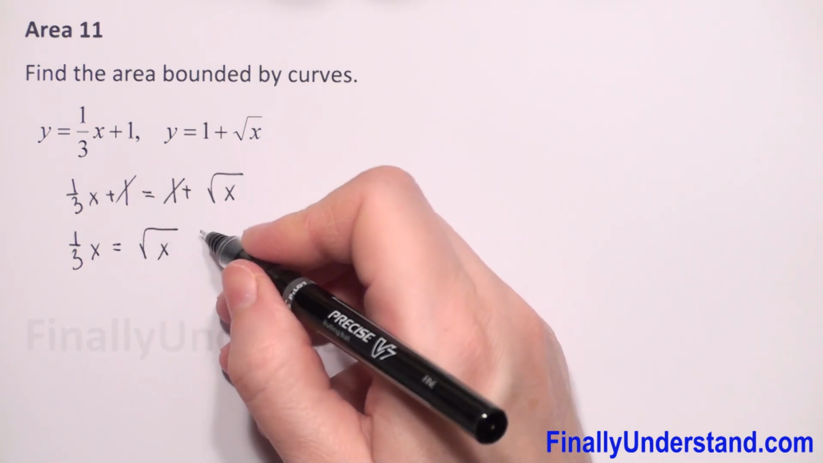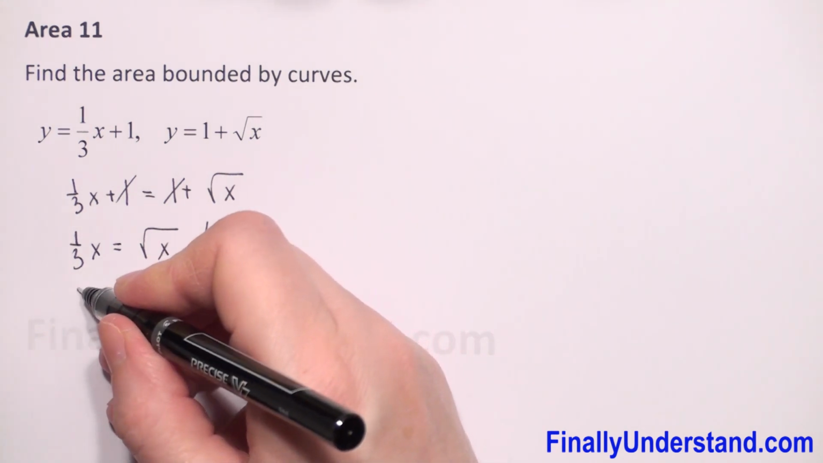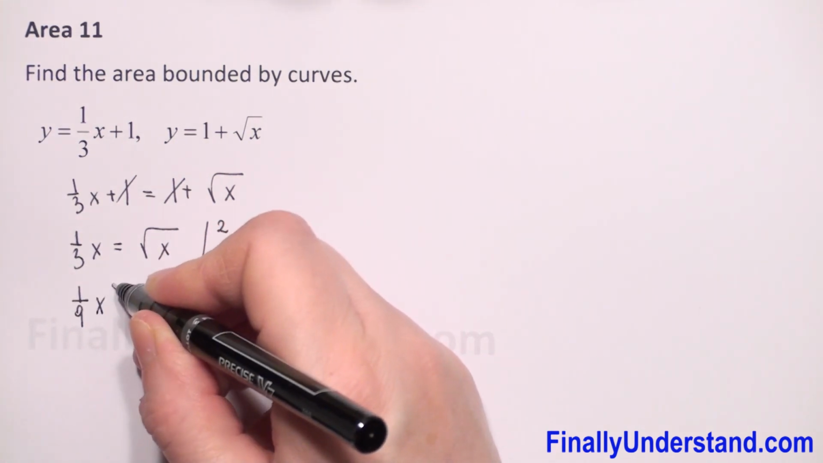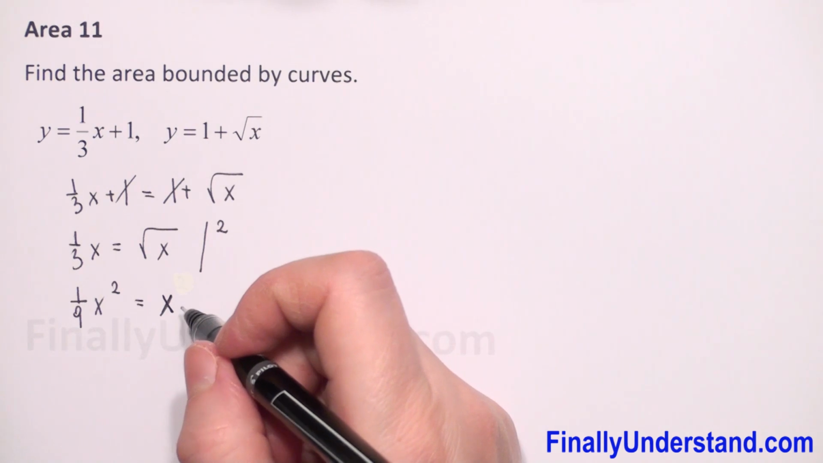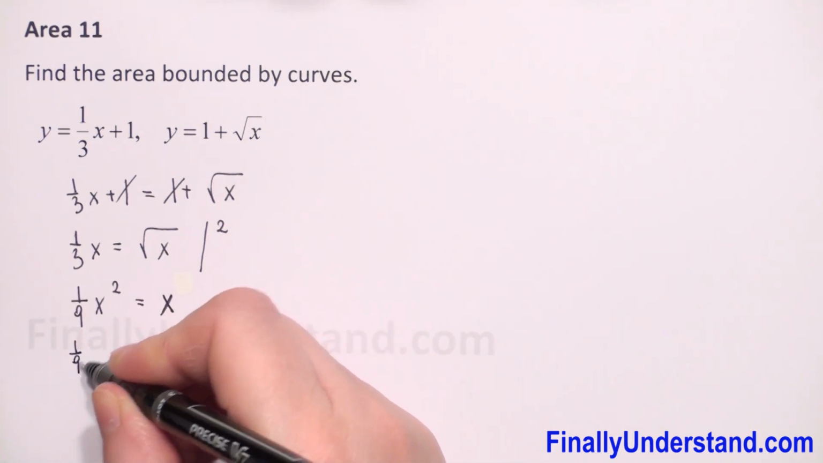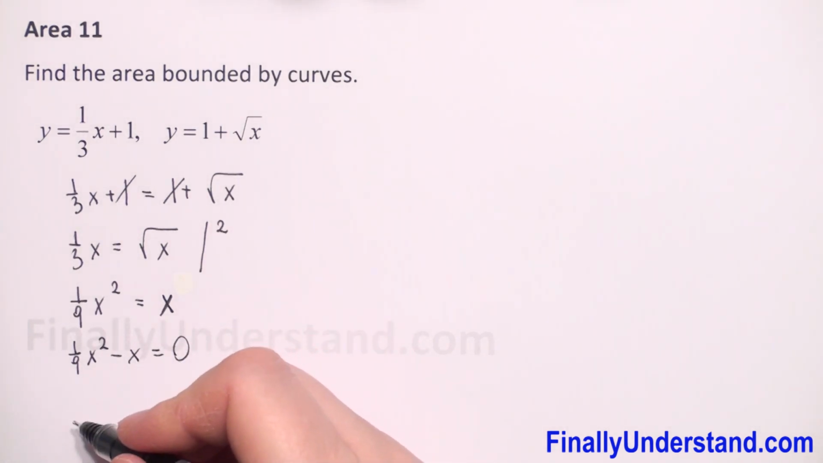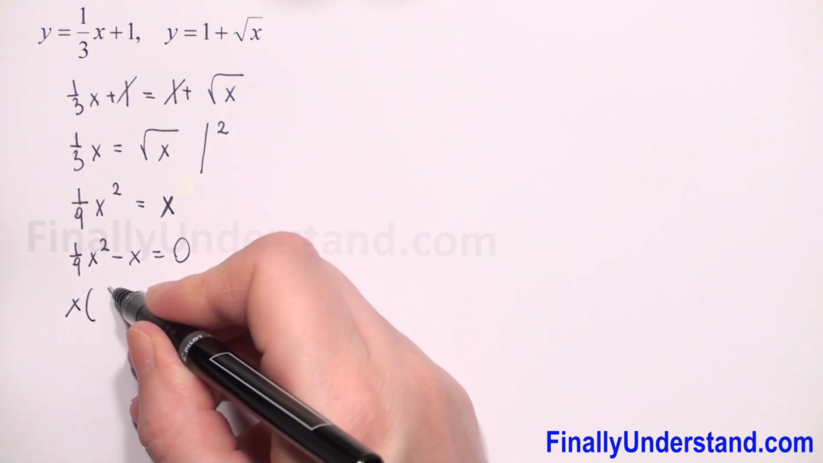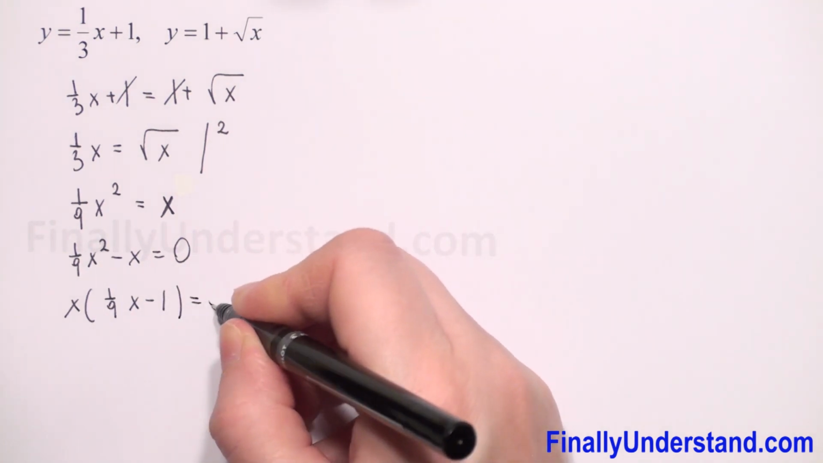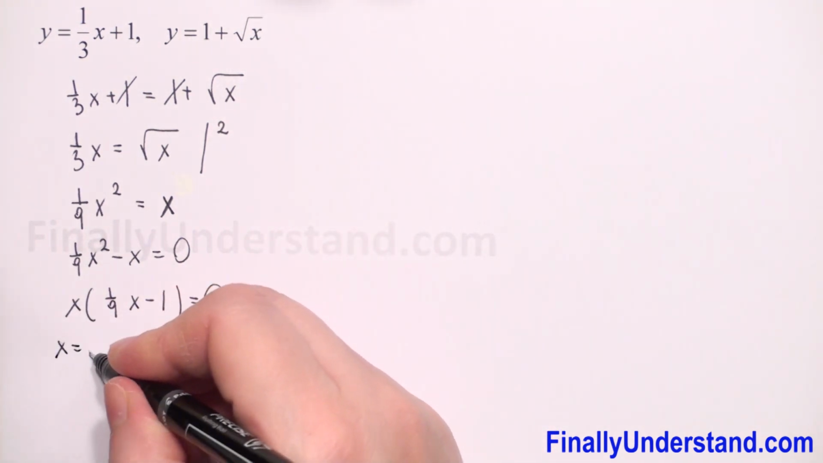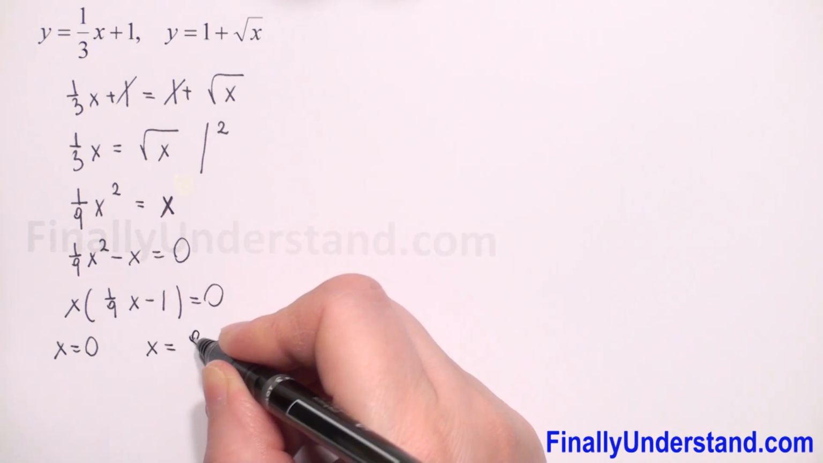Now to remove the square root, we will take both sides to the second power. So it will be 1/9 x squared is equal to x. Now I will move x to the left side, so we have 1/9 x squared minus x is equal to 0. We can factor out x, so we will have x times (1/9 x minus 1) is equal to 0. So x will be 0 or x will be equal to 9.